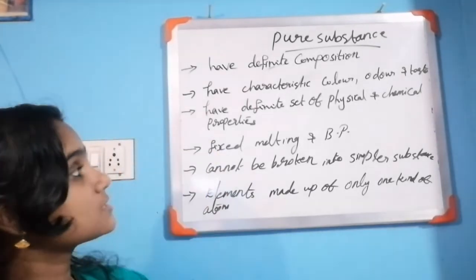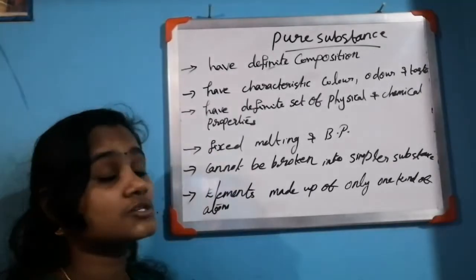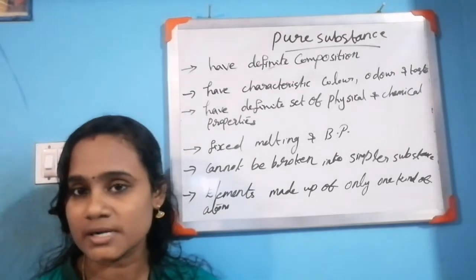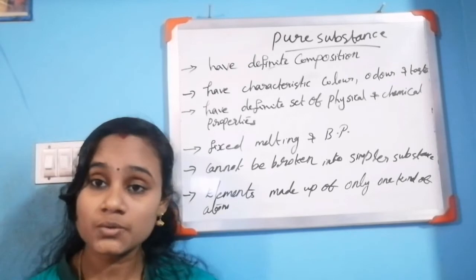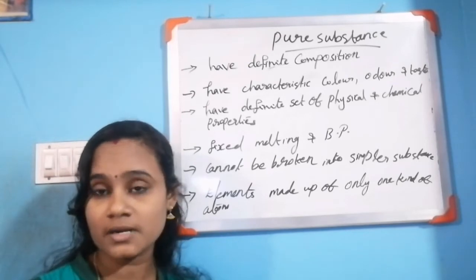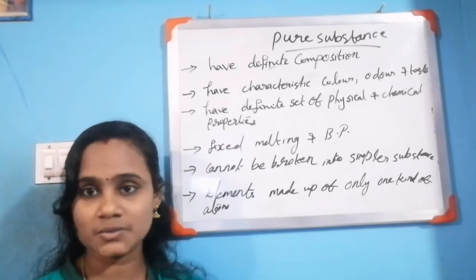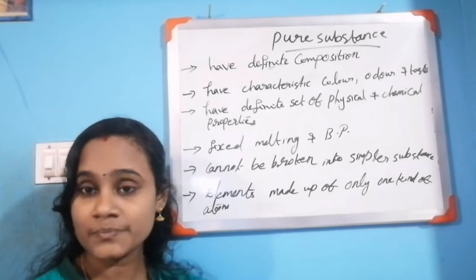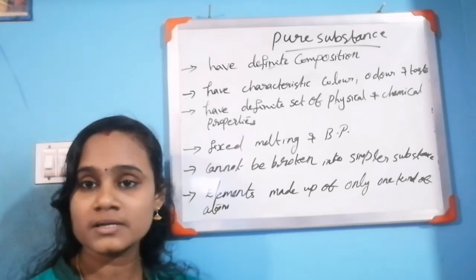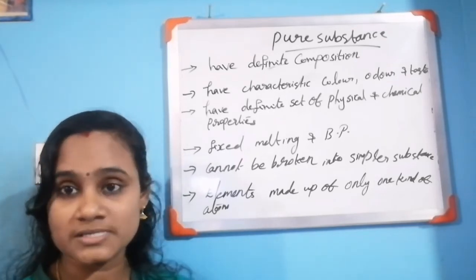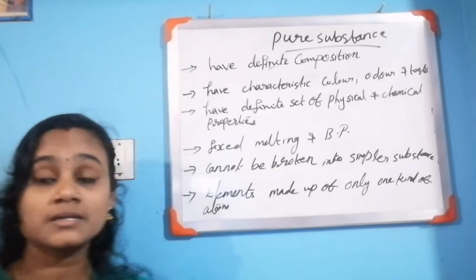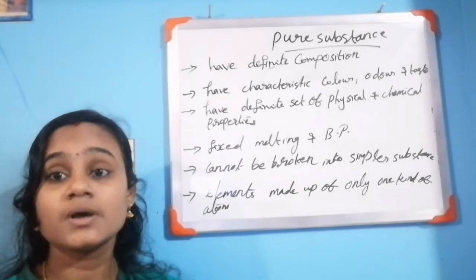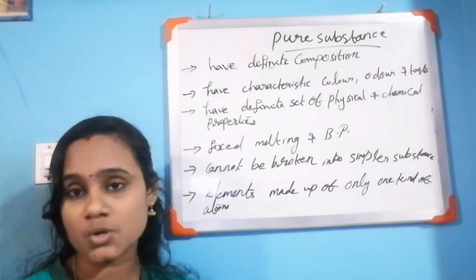And a pure substance has a definite set of physical and chemical properties. Water is a pure substance. What are the properties of water? It is a liquid and it flows. That is a physical property: what you observe physically. Chemical properties mean we can split water into hydrogen and oxygen by the electrolysis process.